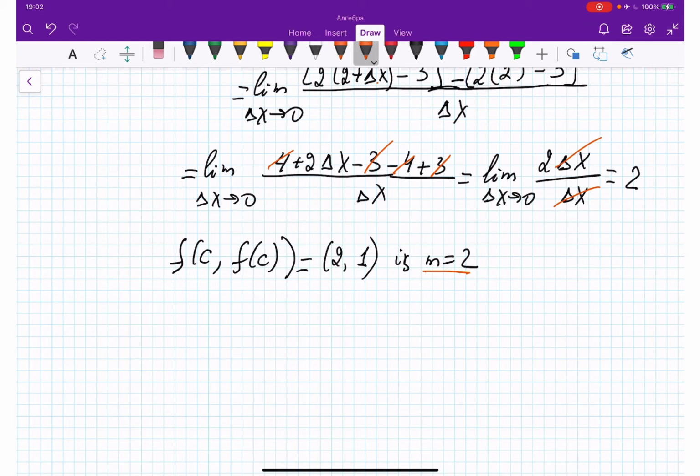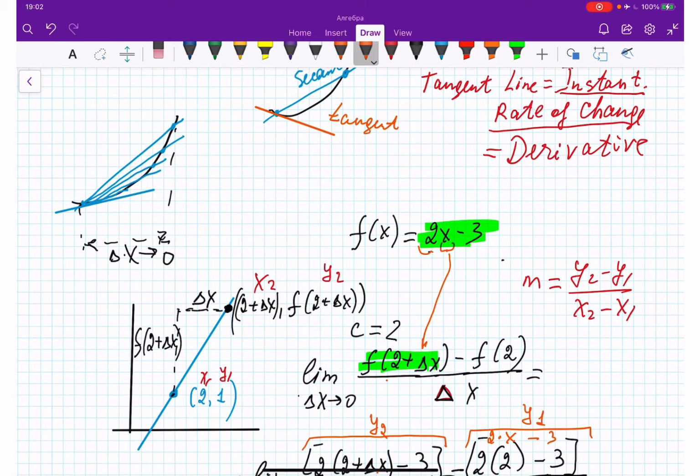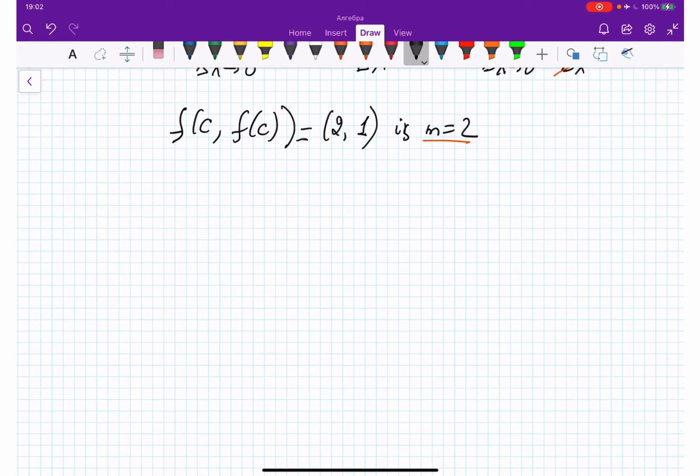Okay, next example. Let me mark down, this is 1. Second one. We need to find the tangent line to the graph of a nonlinear function. Now we are going to deal with a nonlinear function. Okay?